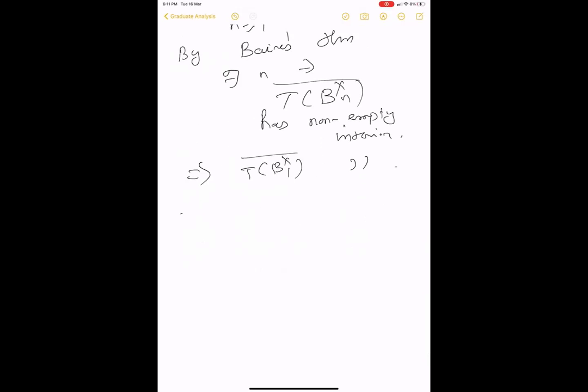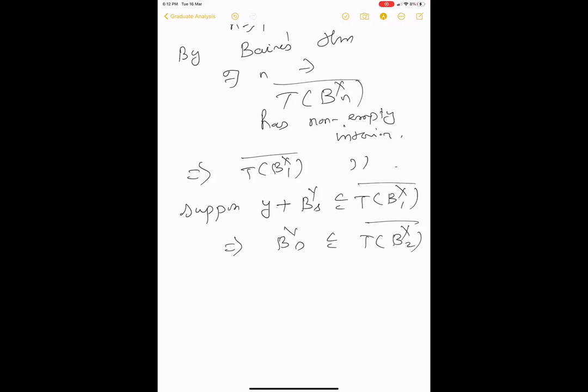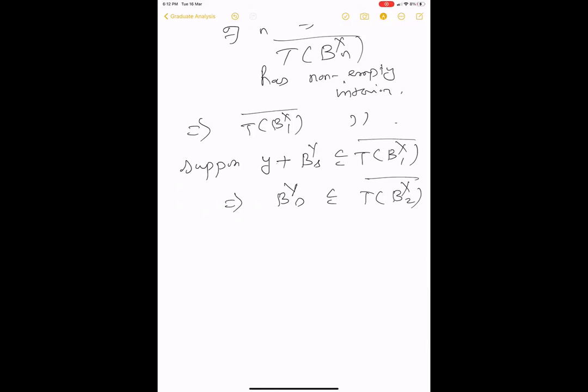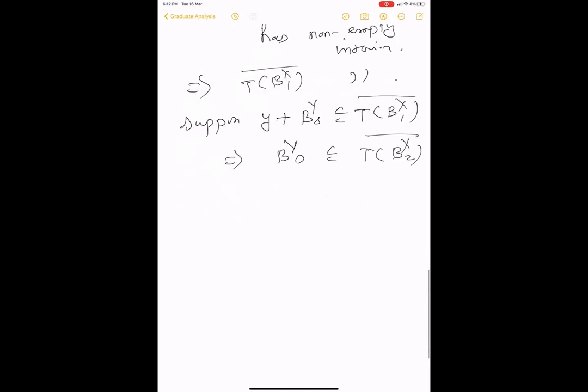Now we want to say that. Suppose non-empty interior means we have something like this: y plus B(0, s). That is how an open ball will look. An open ball with center y and some radius s will look like this, where B(0, s) is the open ball with center 0 and radius s. Then this is contained in the closure of T of B(x, 1). But then this implies B(0, s) is contained in the closure of T of B(x, 2). Both are T of something of norm less than 1. By the triangle inequality, they will satisfy this. So this implies B(0, s/2) is contained in T of B(x, 2). Okay, that's what we want. Okay, fine.